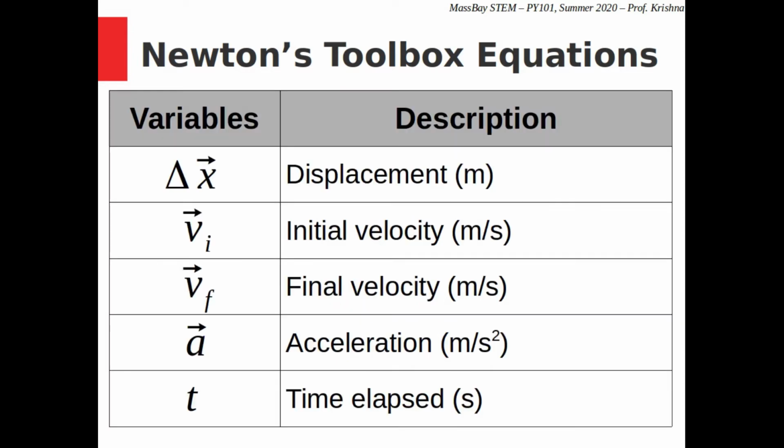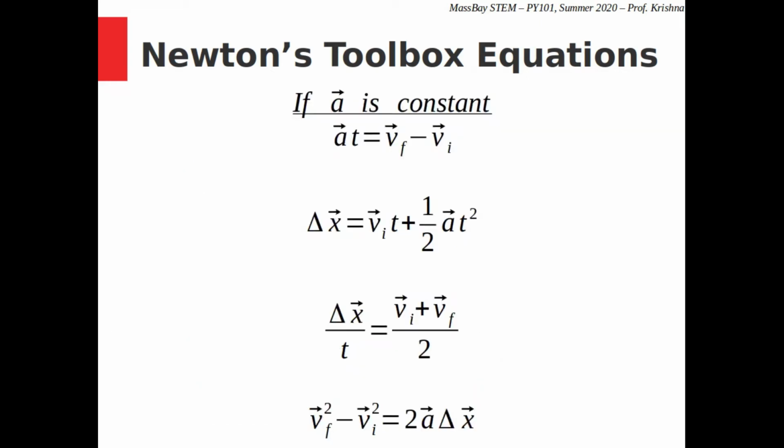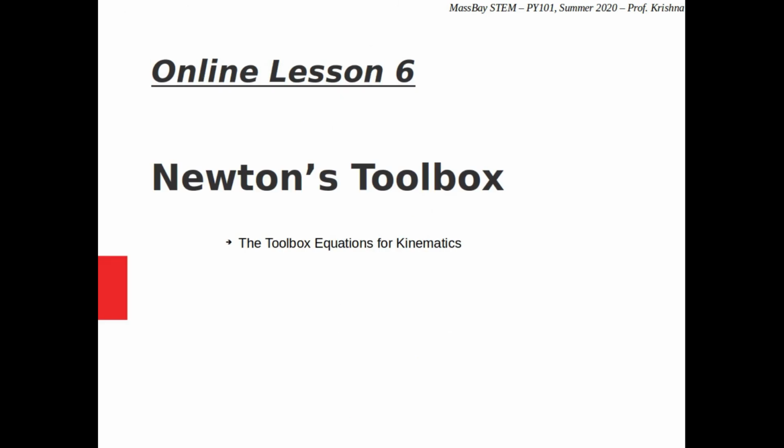Remember, there are overall 5 variables that are involved in these equations. You'll notice that each of these equations contains 4 variables. No two of them share the exact same 4. They're all in different combinations, which means each one is used in a different context. Each one is used when different pieces of information are available. This video has introduced Newton's toolbox equations. In the next video, we will see examples of how to use them.